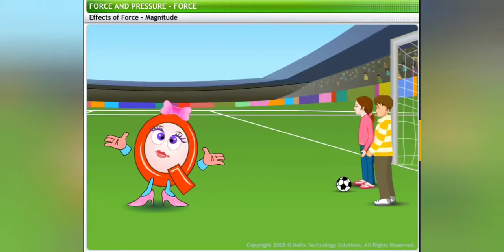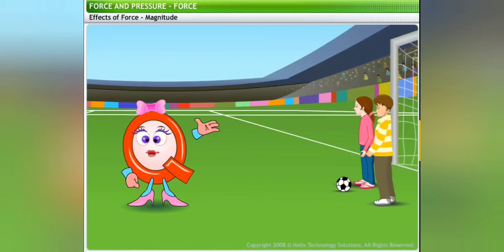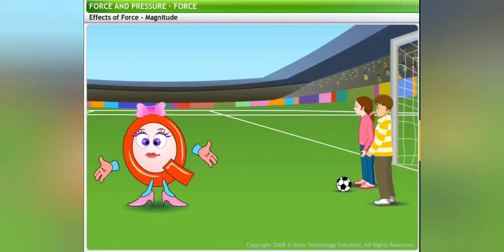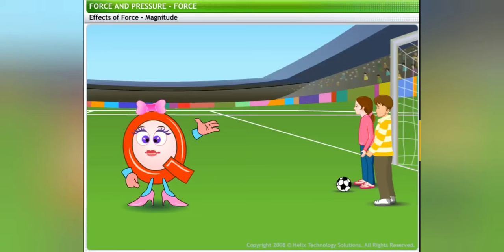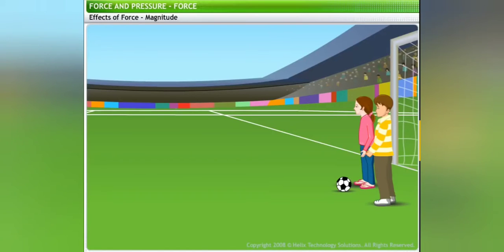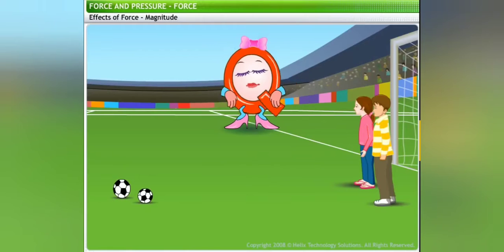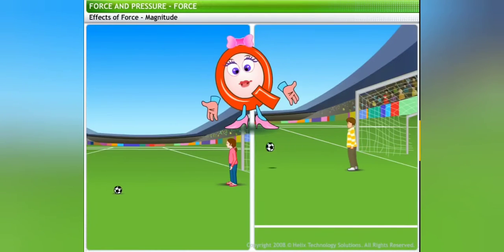We spoke about the push and pull types of force as well as the effects of force. How about the magnitude of a force? Are all forces equal? Let's observe Tina and James in a competition. I bet I can kick this ball farther than you can. Really? Let me see. Looks like James won. He could kick the ball further because he applied more force.